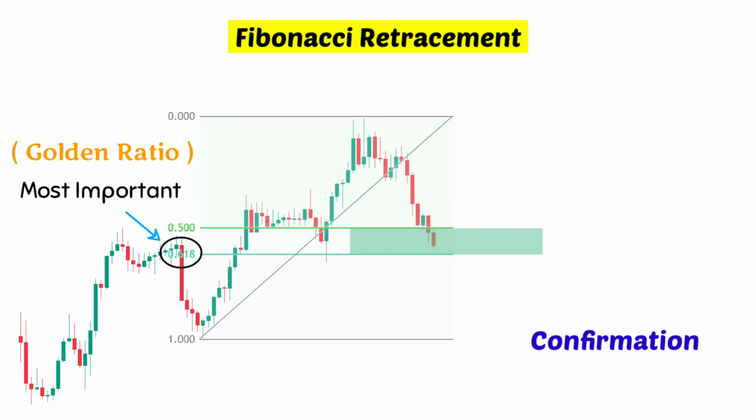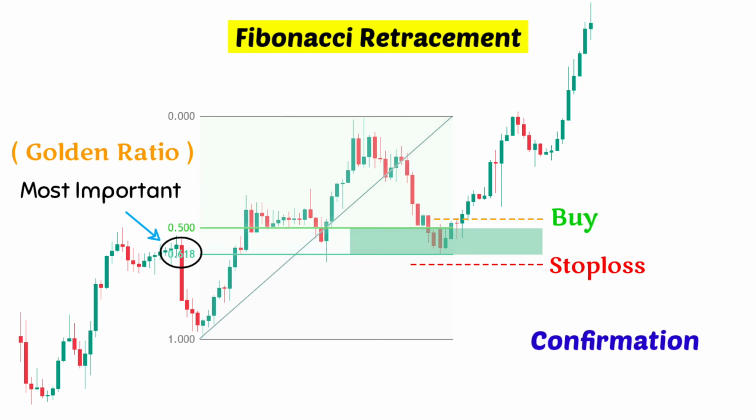For example, if you see a bullish engulfing candle or a hammer candlestick pattern, that can indicate buyers are stepping back into the market. Once the confirmation candle closes, you can consider entering a buy trade. Your stop loss should be placed below the recent swing low. If that swing low breaks, it could be an early sign that the trend is weakening, reversing, or moving into a sideways phase. That's how Fibonacci retracement helps us find high-quality entries.